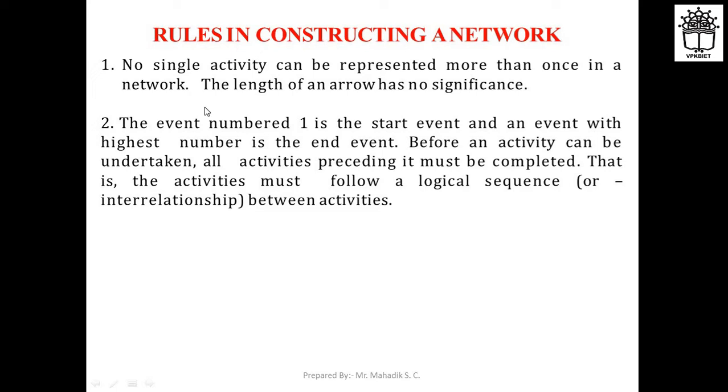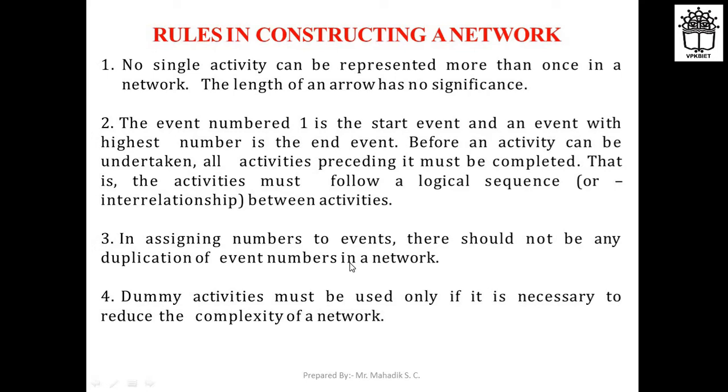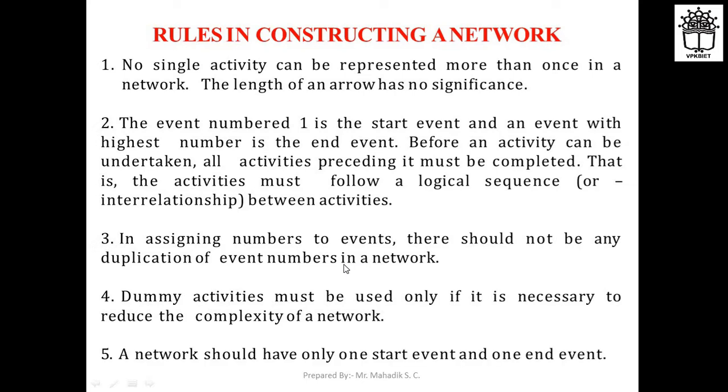Then event number 1 is the start event, and the event with the highest number is the end event in the network diagram, right? Before an activity can be undertaken, all the activities preceding it must be completed; that is, the activities must follow a logical sequence. Third, in assigning numbers to events, there should not be any duplication of event numbers in a network. Fourth, dummy activities must be used only if it is necessary to reduce the complexity of the network. Next, a network should have only one start event and only one end event.